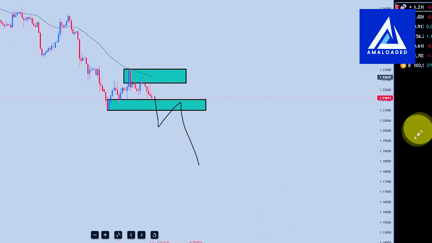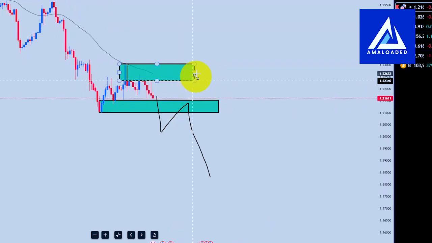So this is my sentiment throughout this week on British pound against US dollar. I want the price action to break the support zone here. Give me a pullback here so that I can take a sell opportunity.